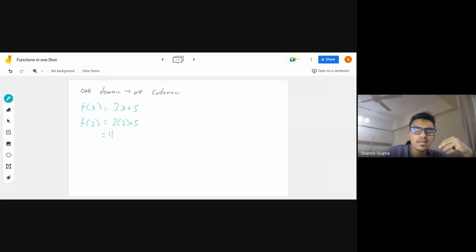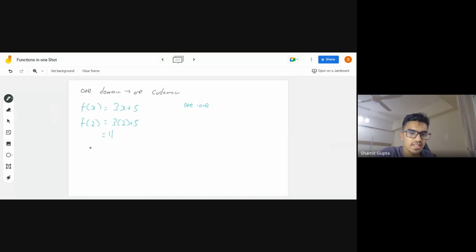And is there any other output which can give me 2 as the input? I'm thinking, I want 2 as my input for an output other than 11. Not possible. See, I can't have 11 in any other way apart from 2, and I can't have 2 in any other way apart from 11. So that's called one-to-one. It means one unique domain gives me a unique codomain.